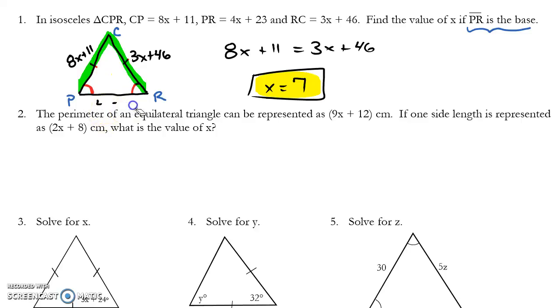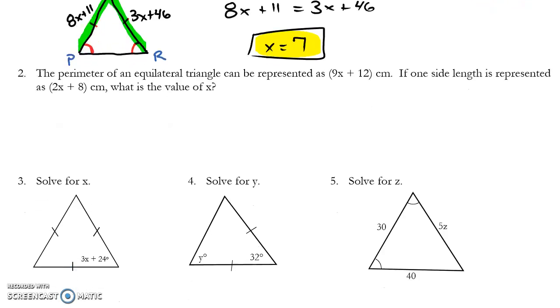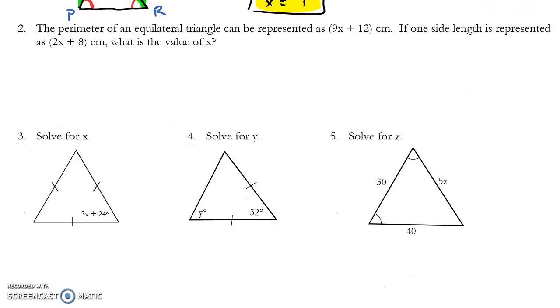I'm going to erase this part because this is a tricky problem here in number 2, and it's definitely one that I would want to know if I were preparing for a test or a quiz. Because they're giving me 2 different pieces of information. They have a perimeter of an equilateral triangle is 9x plus 12.